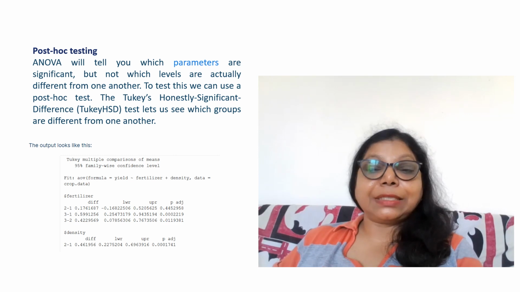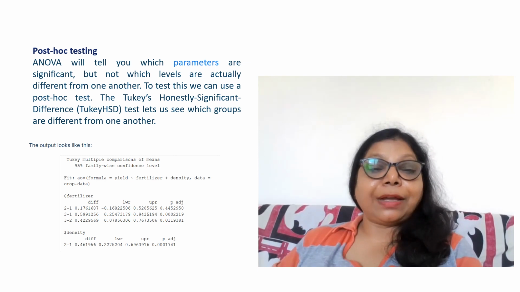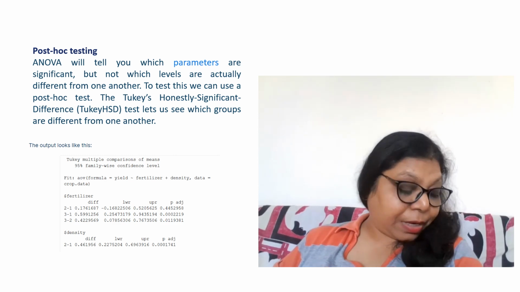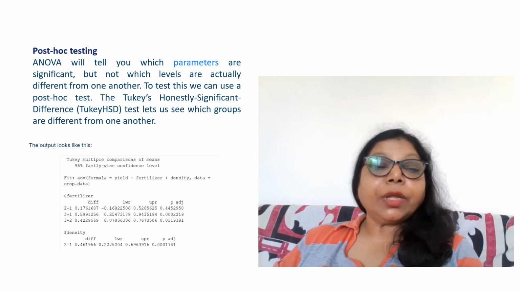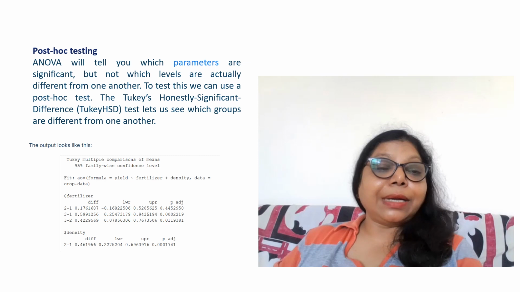So from this we can see the p-values are less than 0.05 between fertilizer group 3 and 1, fertilizer group 3 and 2, and the two levels of planting density, but no difference between fertilizer group 2 and 1. So as you can see here in the table, this is the output. Okay, so this output will look like this. As you can see, you can also try for yourself.